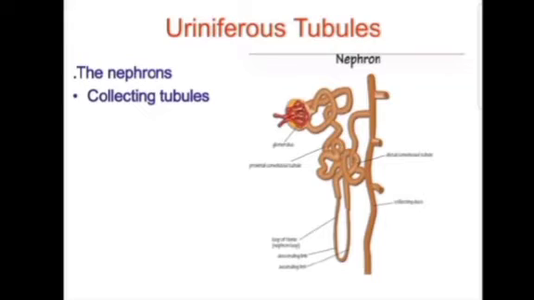Developmentally, the nephron is derived from the metanephric blastema, while the collecting tubule, which has a length of about 20 millimeter, conveys the urine to the renal pelvis. This part of the uriniferous tubule is derived from the ureteric bud.